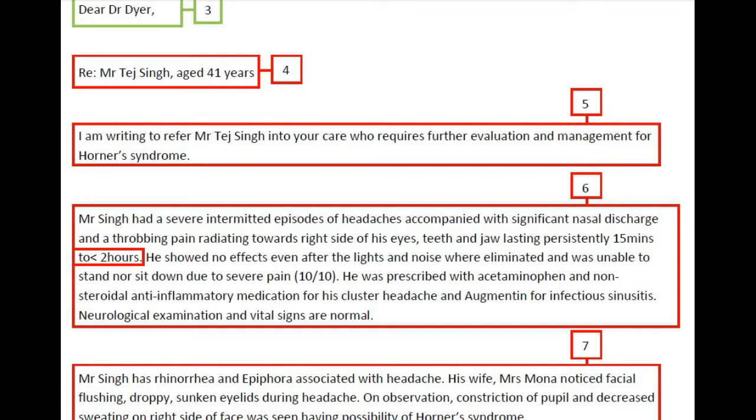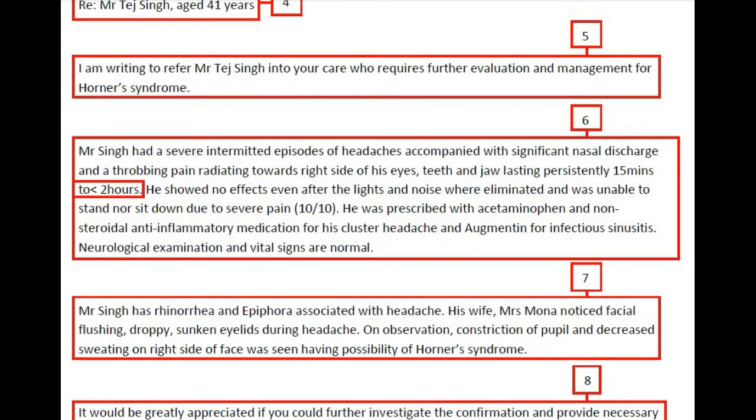Moving to the second paragraph, Mr. Singh had severe intermittent episodes of headaches accompanied with significant nasal discharge and a throbbing pain radiating towards the right side of his eyes, teeth and jaw lasting persistently from 15 minutes to less than 2 hours. Here the word "a" should be avoided since intermittent episodes is plural and means it happened more than once, and the less than sign can be replaced with the words less than, which is formal. This paragraph doesn't provide any details regarding the admission of the patient to the hospital.